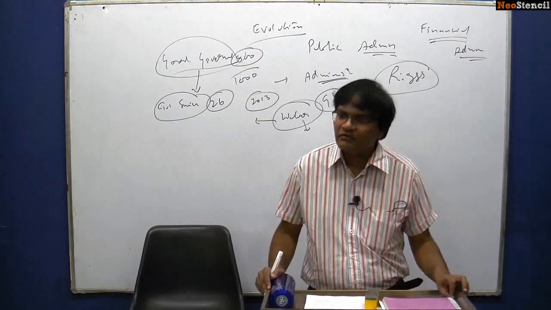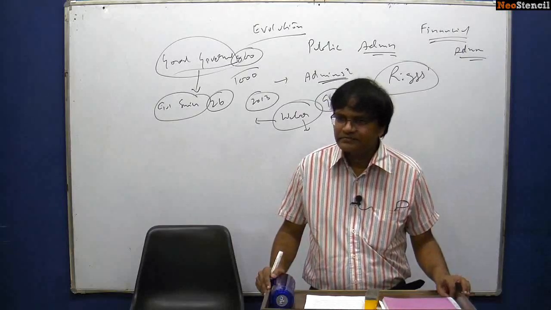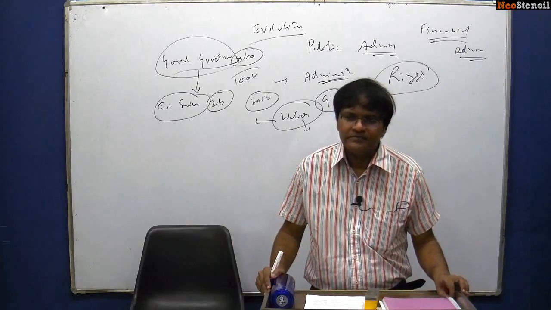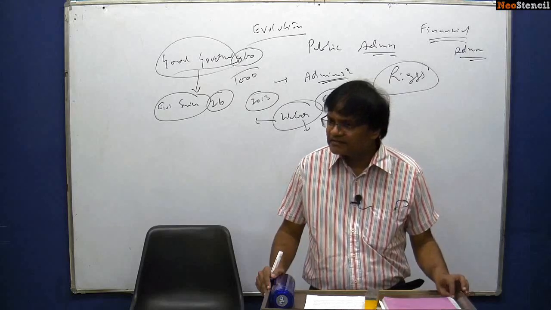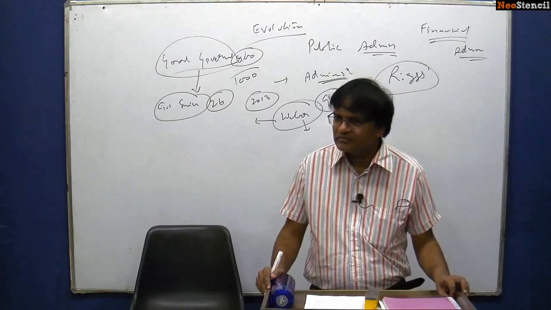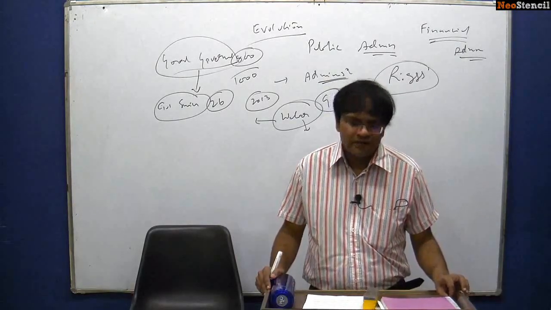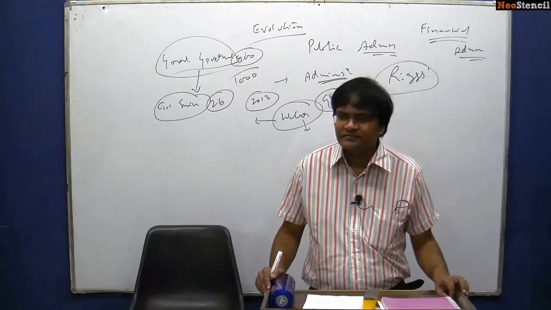It is there in all 4 of your papers. In General Studies Paper 1, you have urbanization and problems of urbanization. In Paper 2, urban development. In Paper 3, as part of economy, urban infrastructure and disaster management. And in Paper 4, case studies.